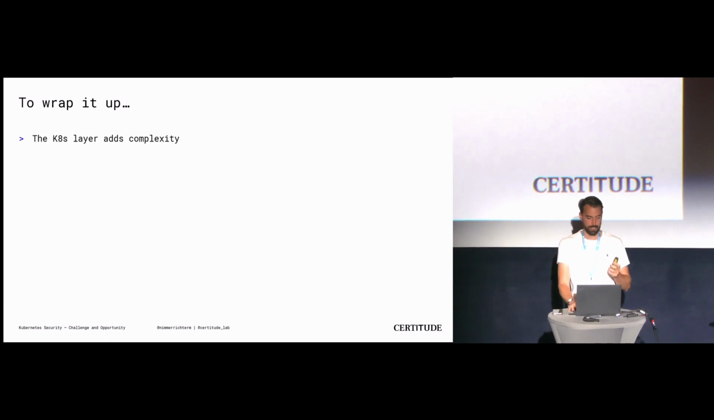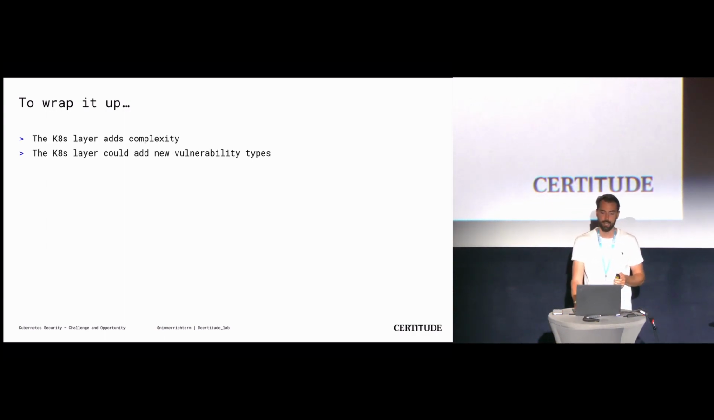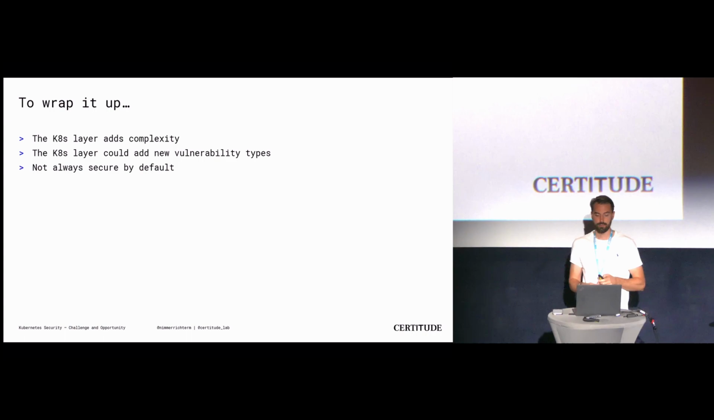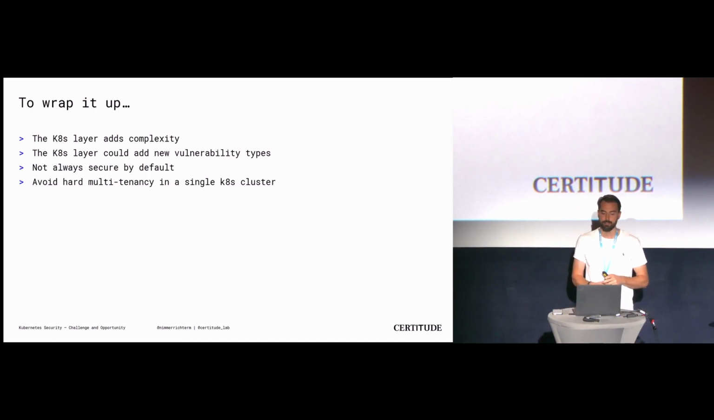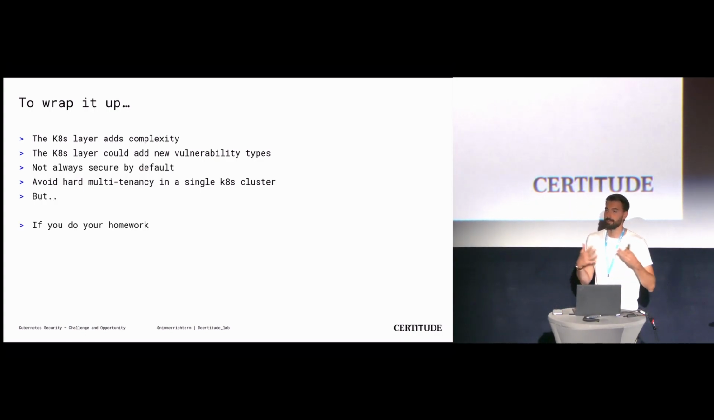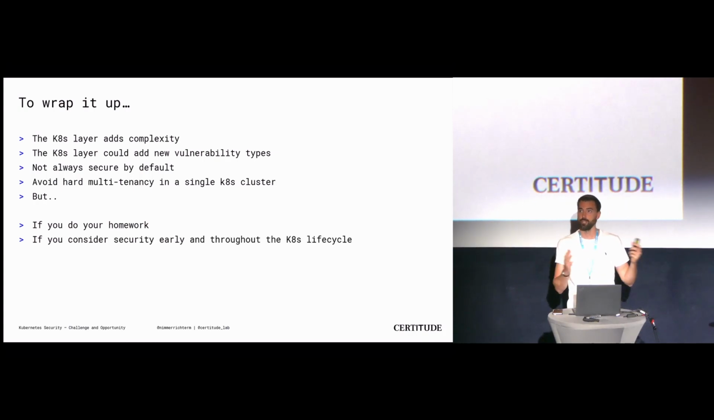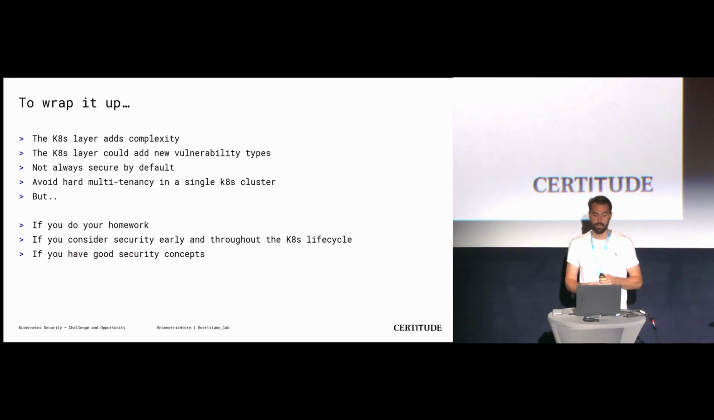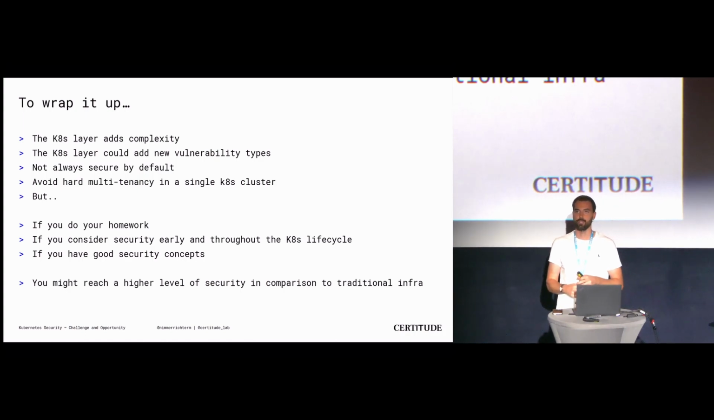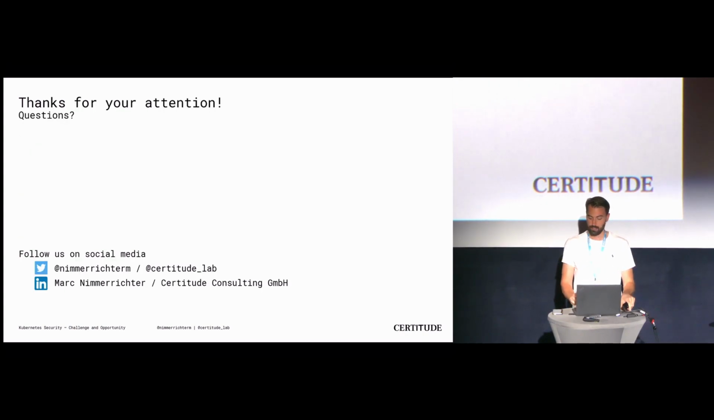And this is my last slide. Kubernetes adds a complexity layer. Kubernetes adds new vulnerability types that you have to take care of. It's not always secure by default. As I said, seccomp, for example, you might want to enable once you have installed your cluster. I would recommend thinking twice about hard multi-tenancy. It's possible, but it's difficult. But if you do your homework, if you do your security reviews, if you really consider security early in the life cycle and throughout the whole life cycle, if you have good concepts, then I think you might even reach a higher level of security than you had in your traditional legacy systems, let's say. And this is it. Thank you.